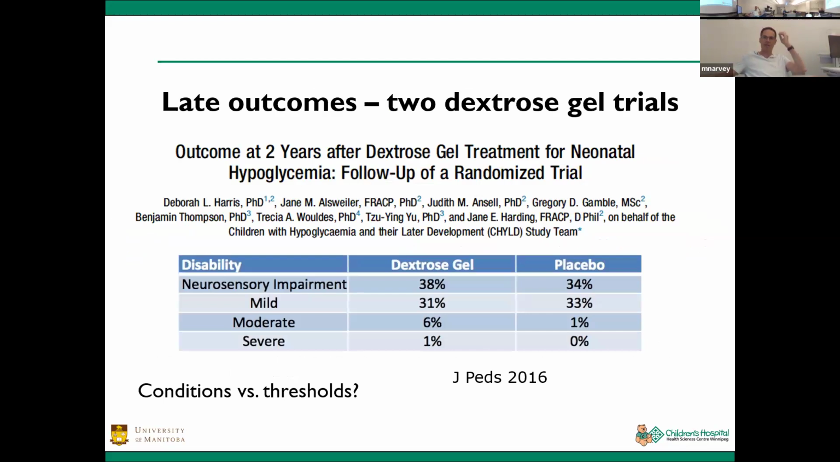And then this is what I've alluded to. You can see the 2-year outcome of the Sugar Babies trial, this is what I was saying to you, that 38% overall in the dextrose gel group versus 34% had some degree of neurosensory impairment. About 90% in both groups were mild. But again, we've talked about why.